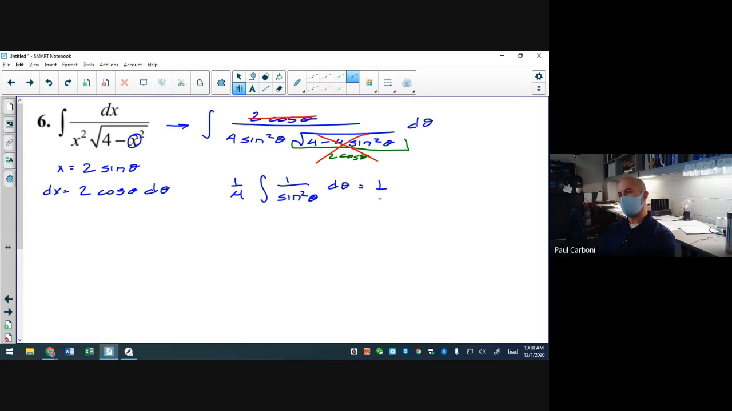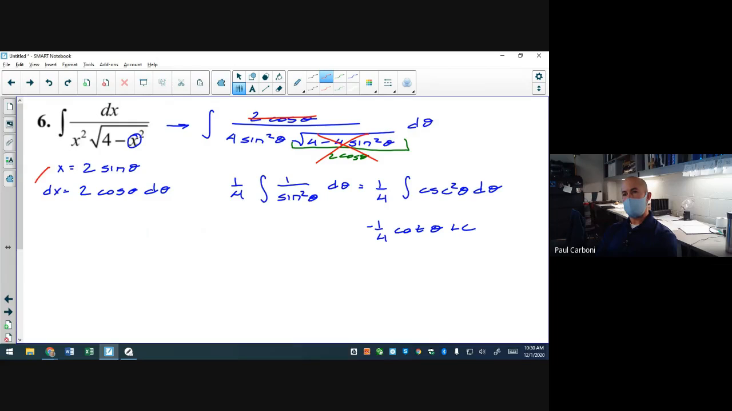Now, typically we'd like to steer things in the direction of sine and cosine because we're more comfortable with those. But the reciprocal of sine squared is cosecant squared. And in the world of antiderivatives, that is highly desirable because that is the derivative of cotangent, right? Except for the negative. So the answer is negative 1/4 cotangent theta plus c. Of the 3 of them, this may end up being the easiest one.